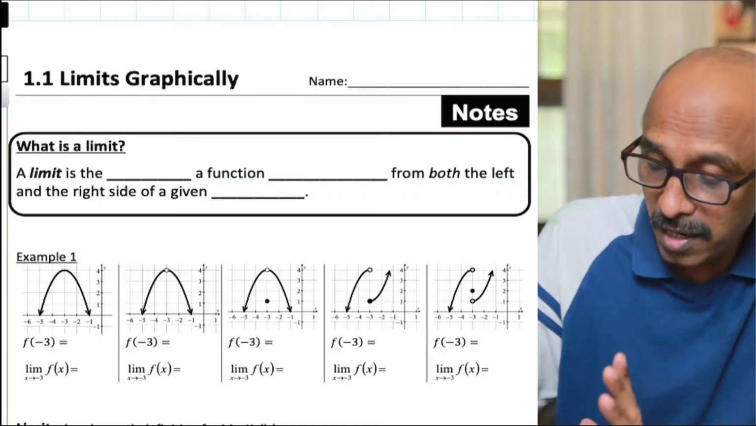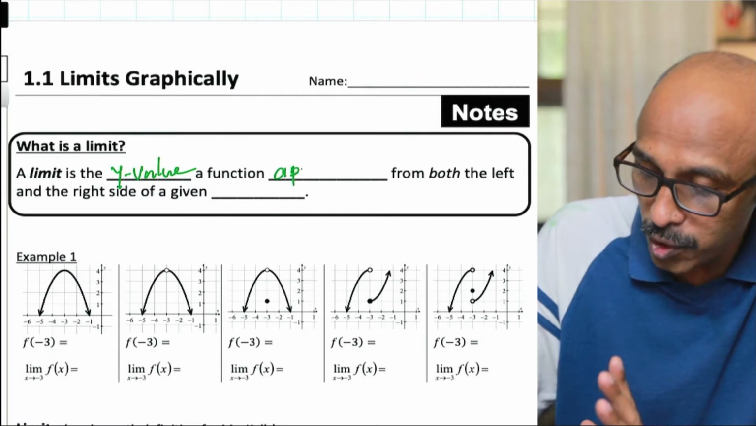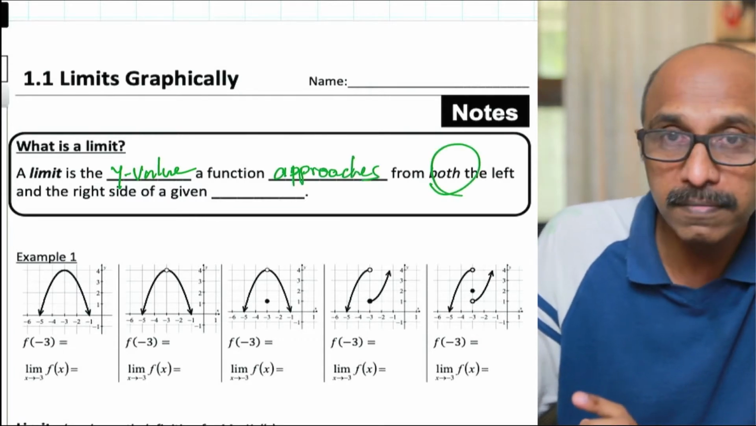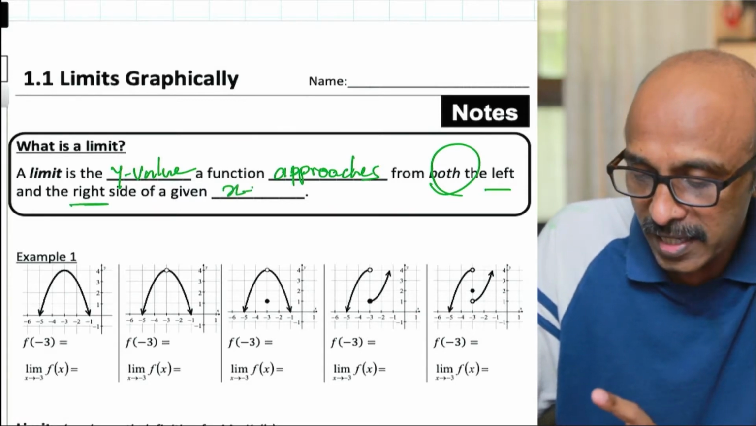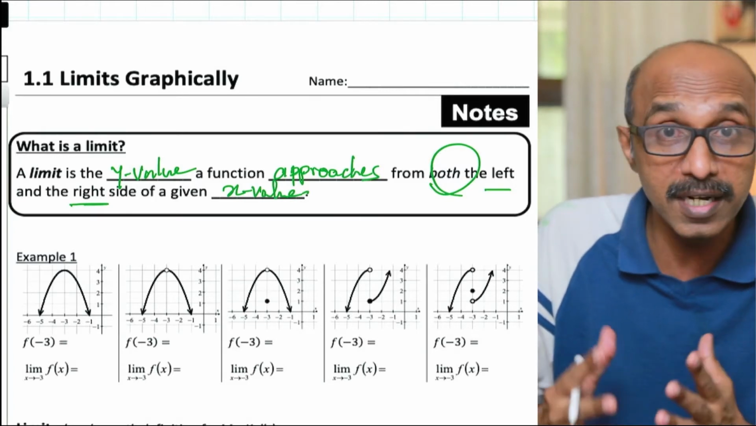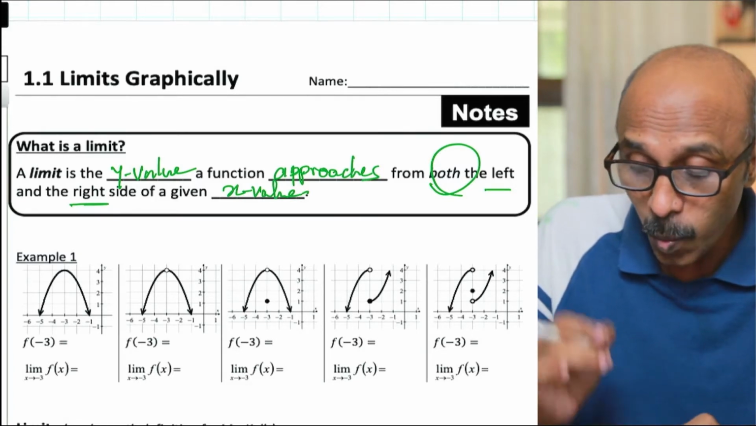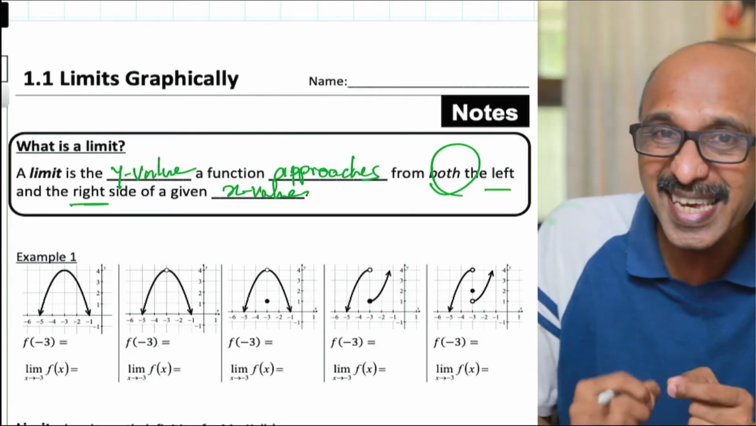A limit is the y value a function approaches from both the left and the right hand side of a given x value. That's the simplest basic idea of what a limit of a function is. A limit is the y value a function approaches. That doesn't mean that it is equal to, okay?